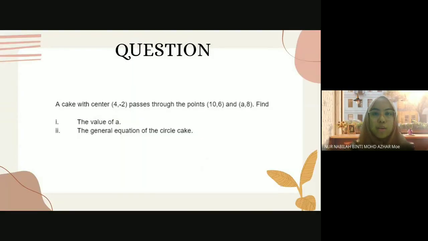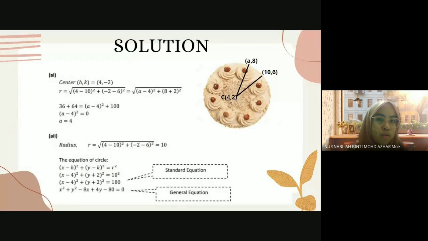Okay, next we're going to discuss a question based on the application of conics in our daily life. A cake with center (4, −2) passes through the point (10, a) and has radius 10. Find the value of a, and the general equation of the circle cake. To find a, we need to use the formula given, which is the formula for the radius, since the radius for those two lines is the same. After we find the radius, we can conclude that a equals 4.